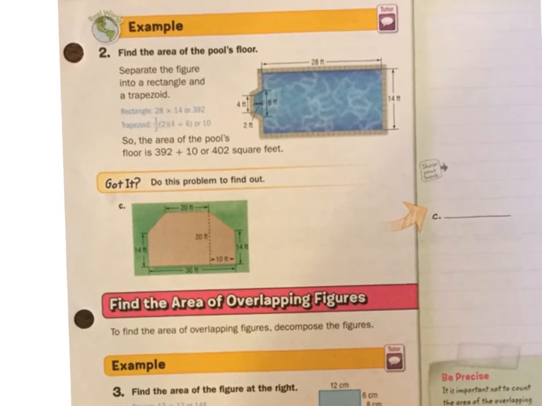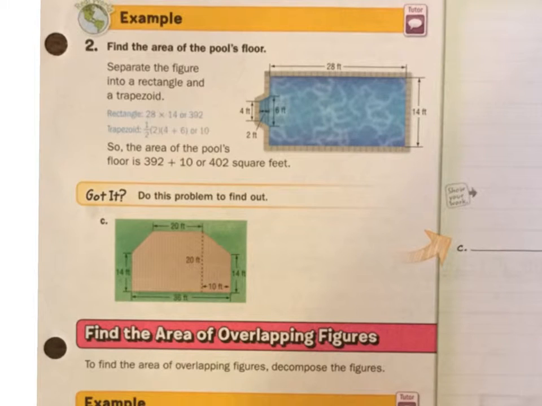Let's look at an example again here. Find the area of the pool's floor. So, separate the figure into a rectangle and a trapezoid. What we have here is a rectangle, but then the pool's floor comes out a little bit here, over, and here. And so what we have here is a trapezoid. And this little thing that I just drew in there is 2 feet.